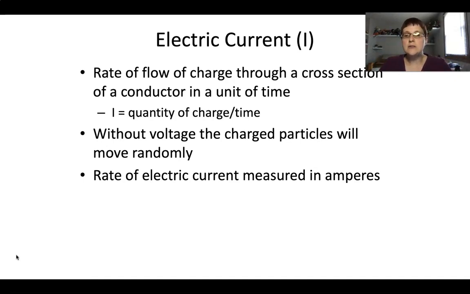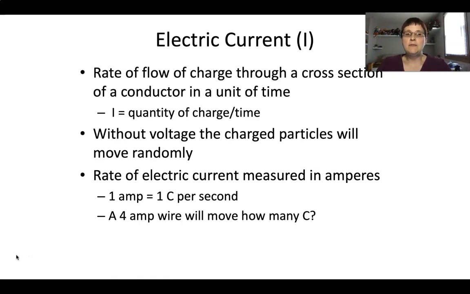Now, the rate of electric current is measured in amperes. You've probably heard of this before. The unit for current is amps. So 1 amp is 1 coulomb per second. 1 amp is equal to 6.24 times 10 to the 18 electrons flowing past a point in, say, a wire in 1 second. So quite a few electrons moving past 1 point per second.